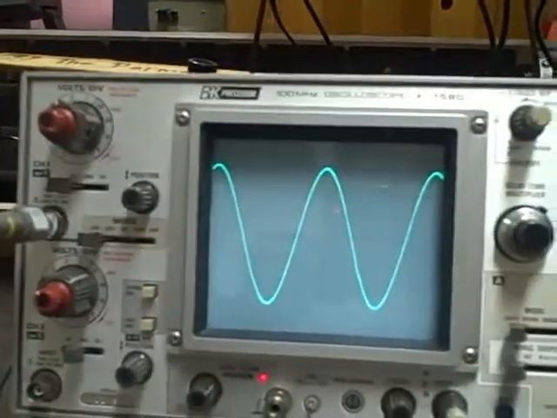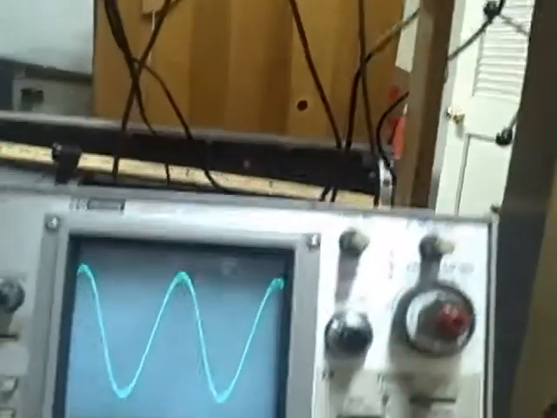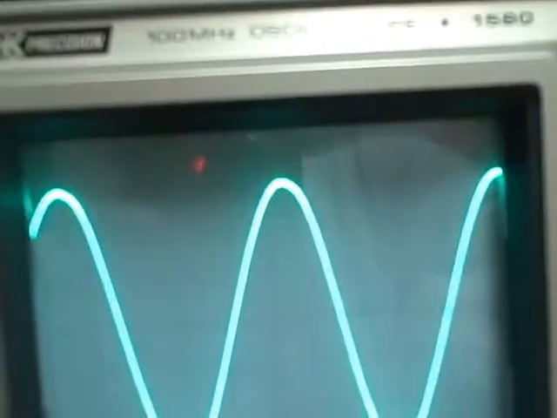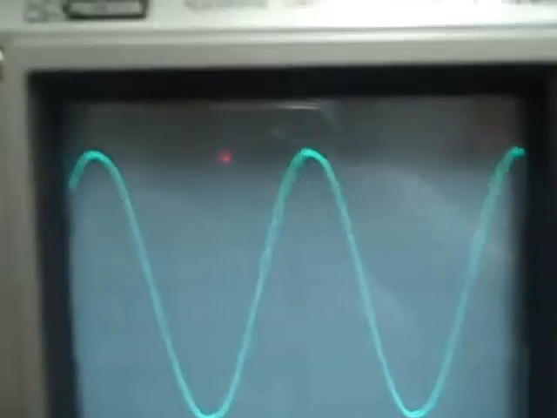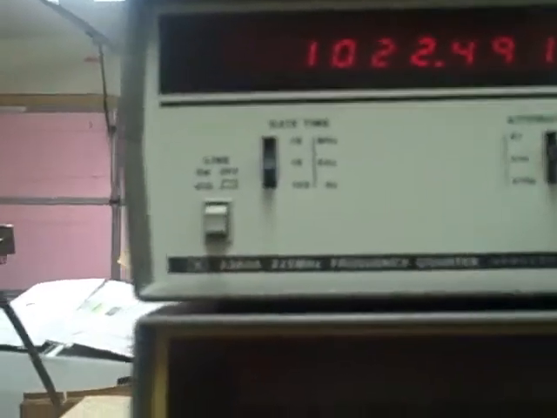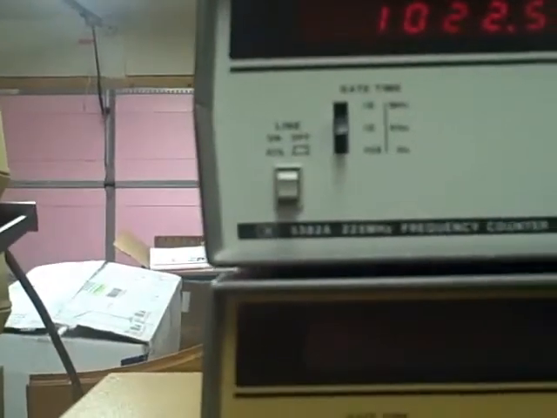Okay. Alright. We're running 102.8K. Okay, here we go, 10 times 100,000, this should be 1,000,000. Still got a nice clean sinusoid. We're running 1.022 megahertz, 1,022 kilohertz.